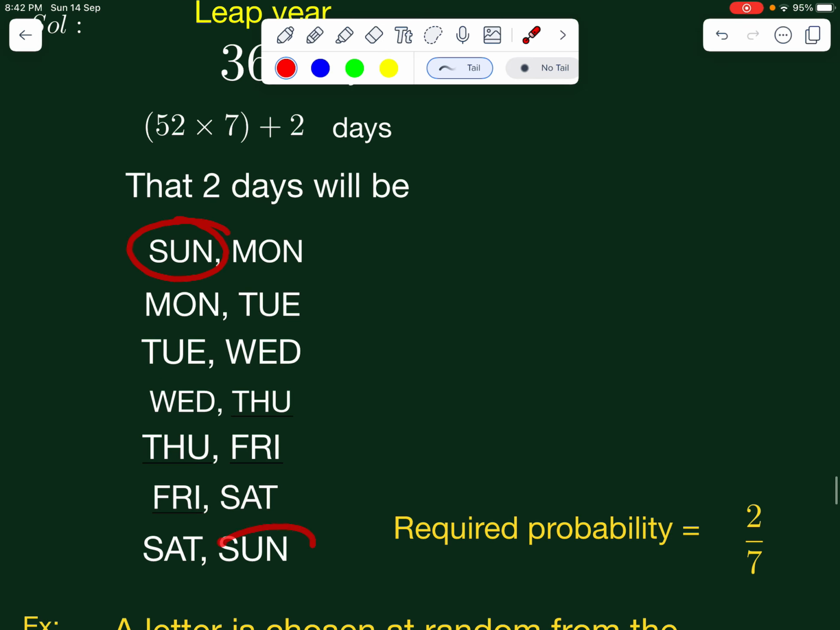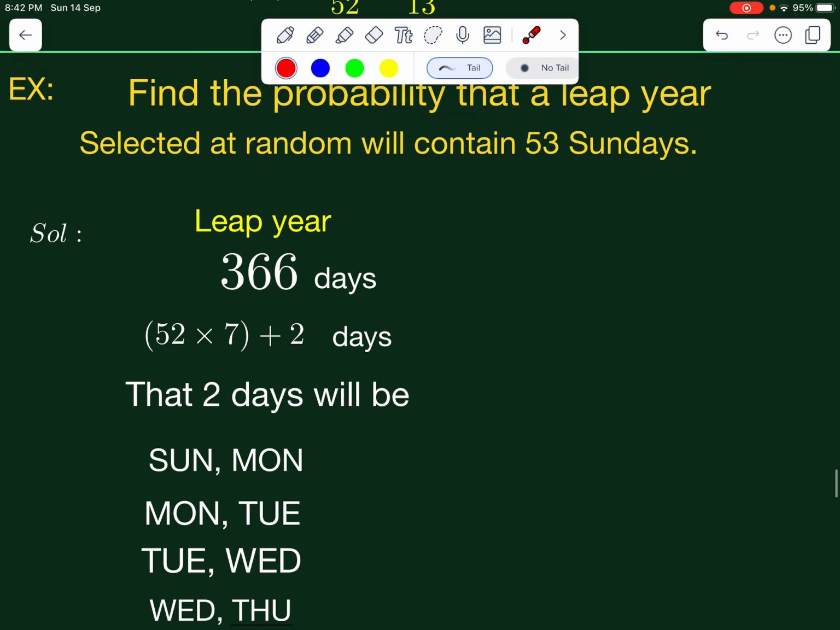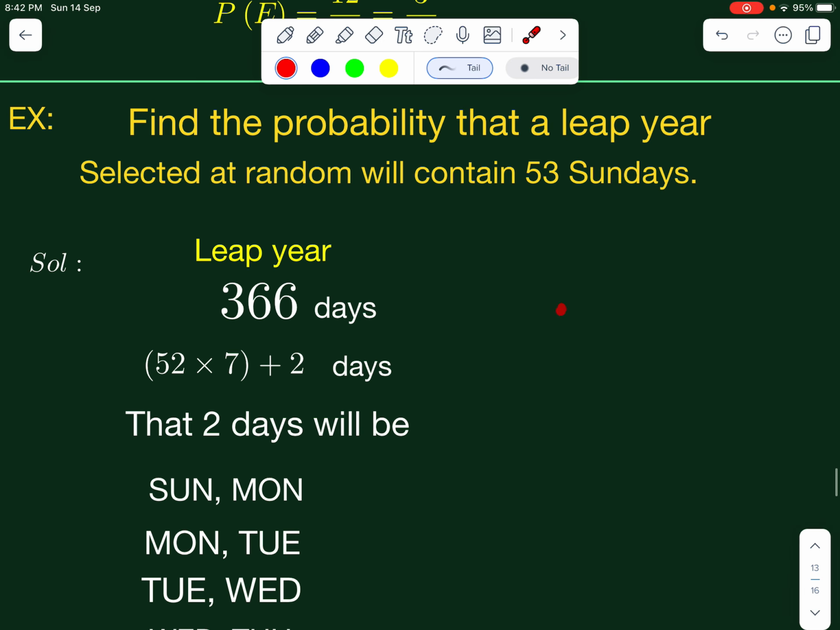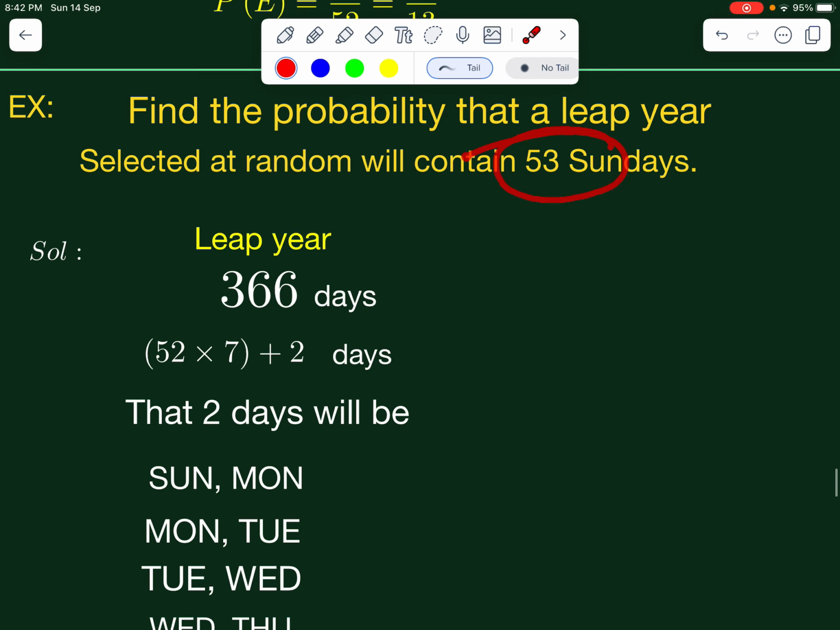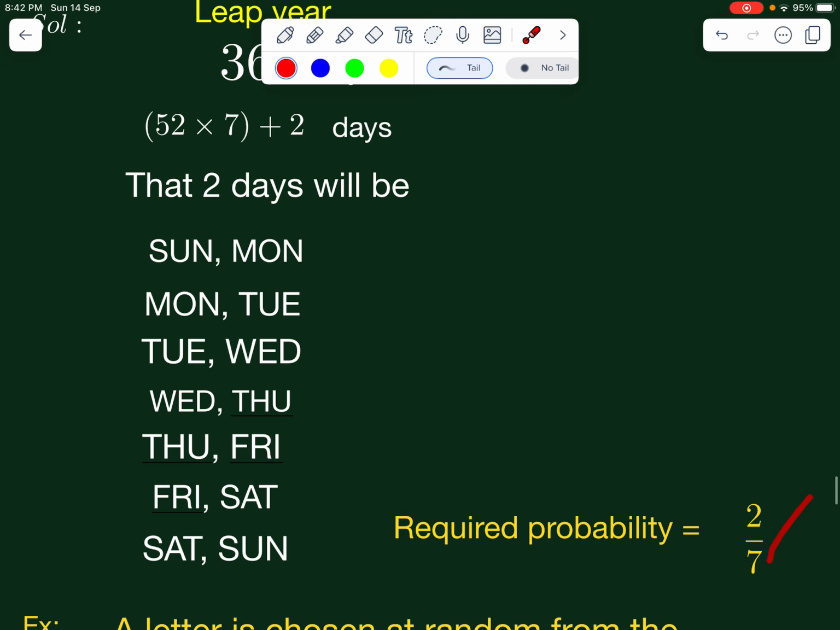Here you can count: one Sunday here, one Sunday here. Therefore, the answer is favorable outcomes 2 out of 7. This is the answer. In a leap year, suppose you want 53 Mondays, the answer is 2 by 7. 53 Wednesdays, the answer is 2 by 7. Any question where they want 53 of a day, the answer is 2 by 7.